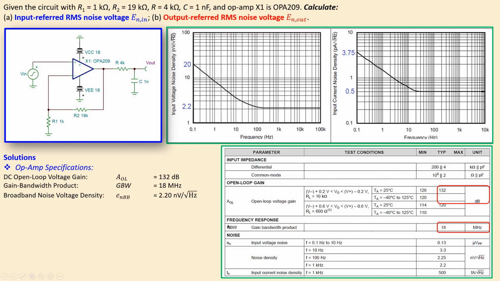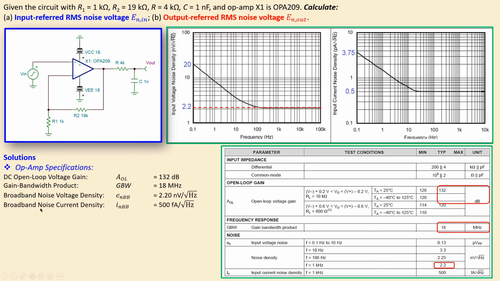What we also have in the noise spec is the broadband noise voltage spectral density, which is given by this symbol. It is 2.20 nanovolts per root hertz, and that is actually shown here with this unit. So you can see it is noise density, specifically for the input noise voltage. We also have that in the graph, which is shown here on the left side, where we see that it's 2.2 nanovolts per root hertz, and that will stay constant, and that is actually why we call it broadband.